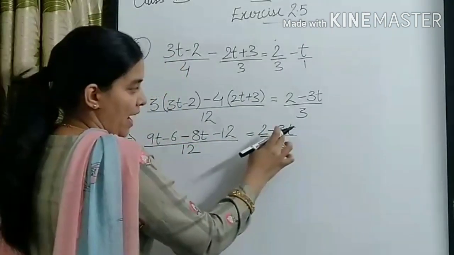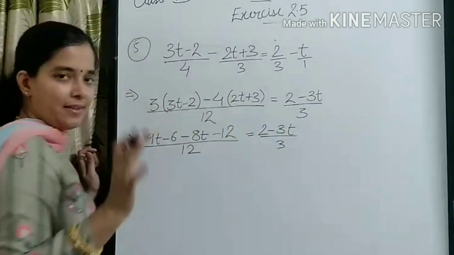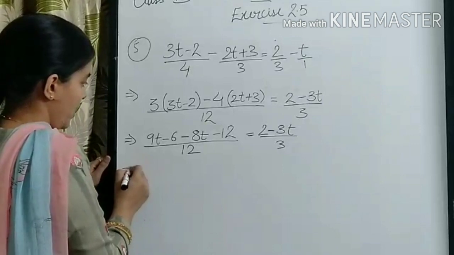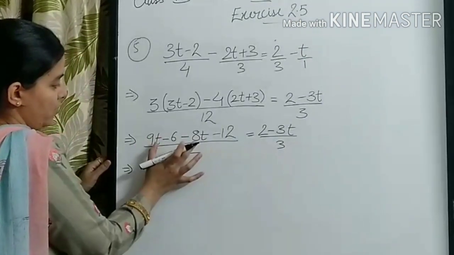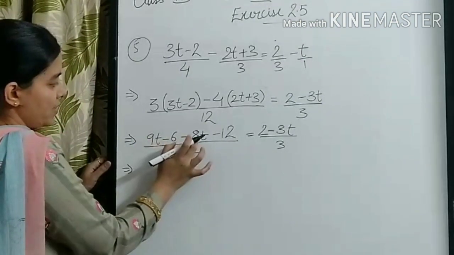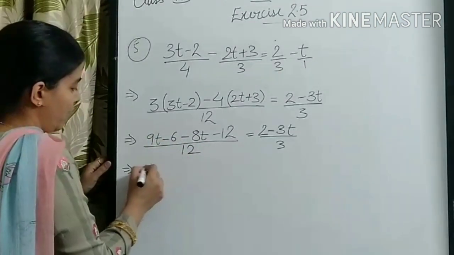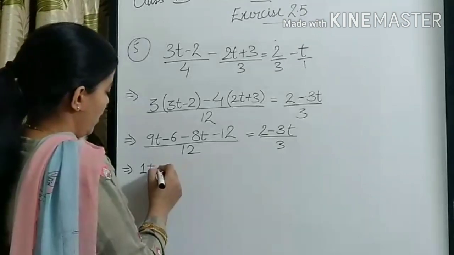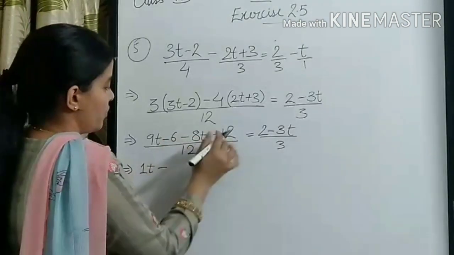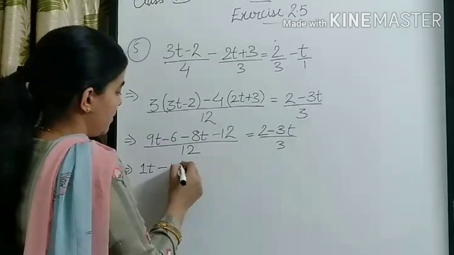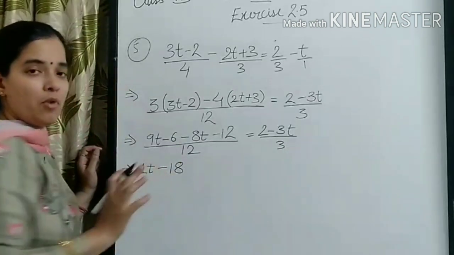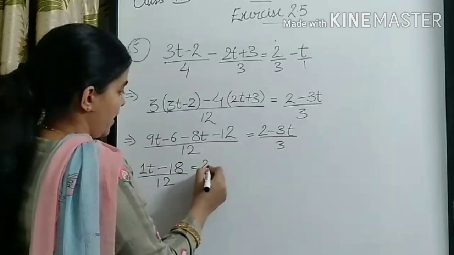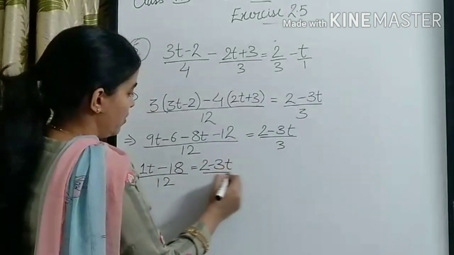Always remember we can add or subtract only the like terms, because they both are not like terms, so it will remain as it is. Here only go for the like terms, 9t and 8t. 9 minus 8 will give only 1t. Either you can write it t or 1t, both are same. Now minus, both are minus, so it will become plus, and the answer is 18, but the sign will come minus. Here it is, downside 12, 2 minus 3t upon 3.